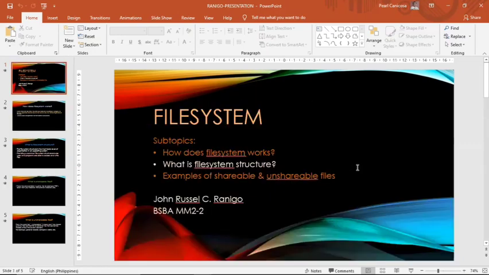Subtopics. How does a file system work? The second one is, what is file system structure? Third is, examples of shareable and unshareable files. Next slide, please.